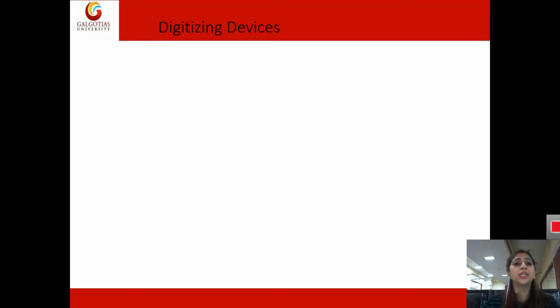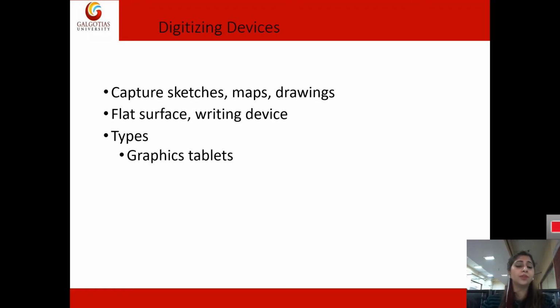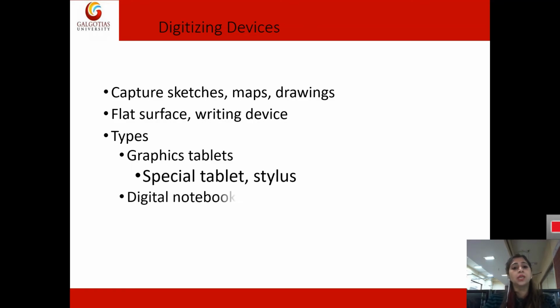Then we have digitizing devices. These capture characters, map drawings, and flat surface writing. One type of these devices is the graphic tablet. Graphic tablets are basically used for creating diagrammatic images, and some special tablets, for example a digital notebook, let you write on the notebook with regular paper and pen to give the content as input.